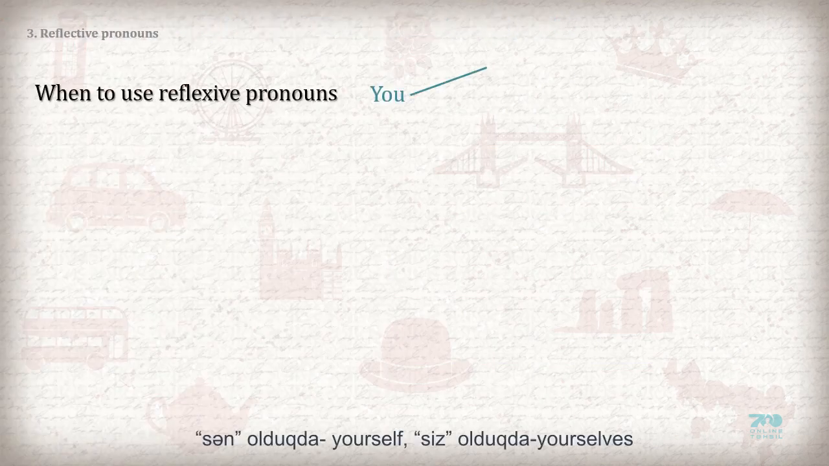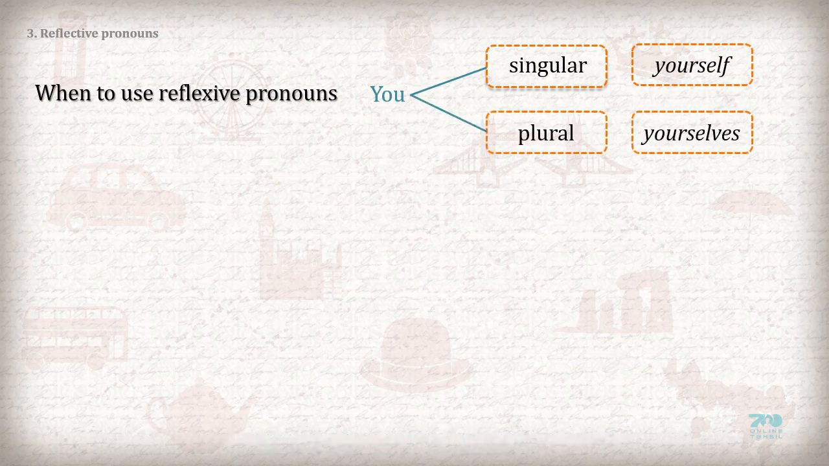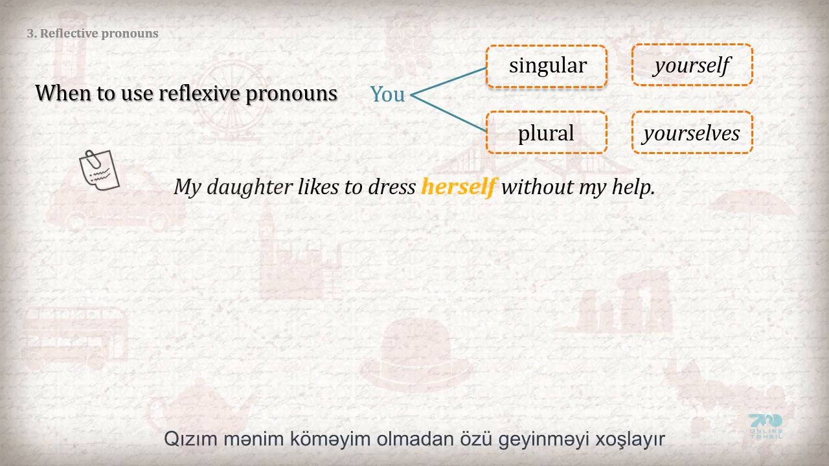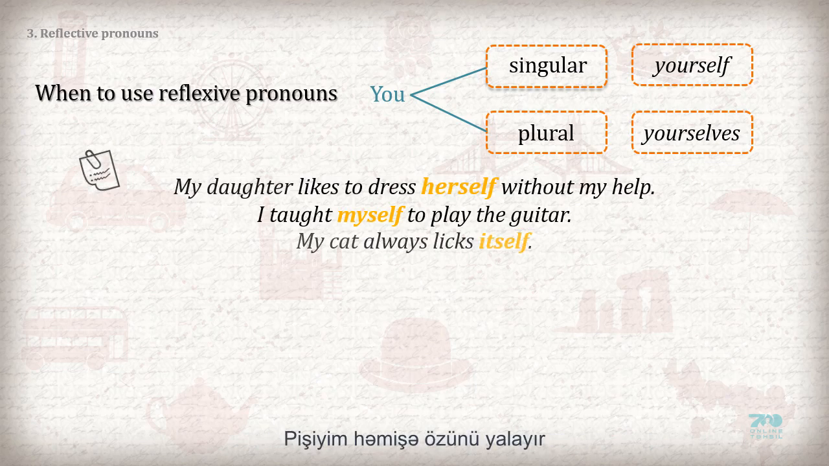You in the singular is yourself. In the plural is yourselves. Examples of sentences using reflexive pronouns. My daughter likes to dress herself without my help. I taught myself to play the guitar. My cat always licks itself.